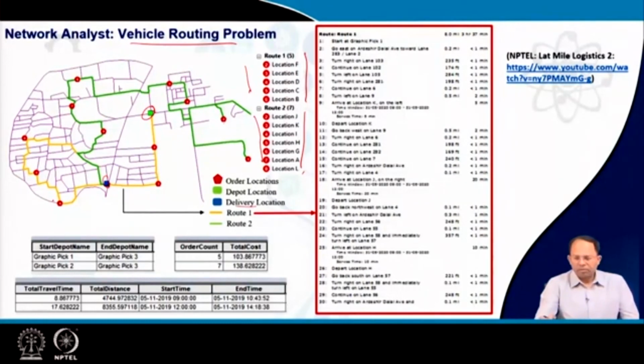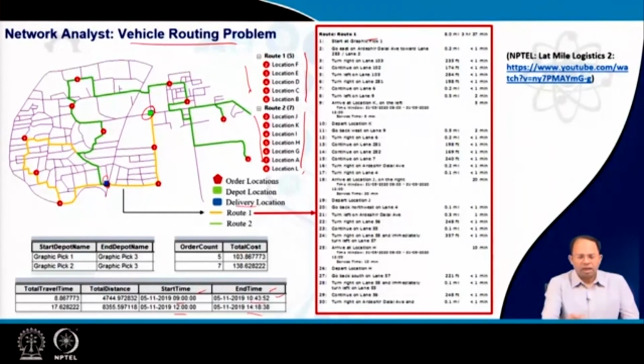As you can see, we have got the values for route 1, and similarly for route 2, and we can get the total travel time, total travel distance, start time and end time for each route. For example, the start time for the first route is 9 o'clock and it ends at 10:43, whereas the next route starts at 12 o'clock and ends at 2:18, that is, 14:18. That means the same vehicle can be utilized in sequence.